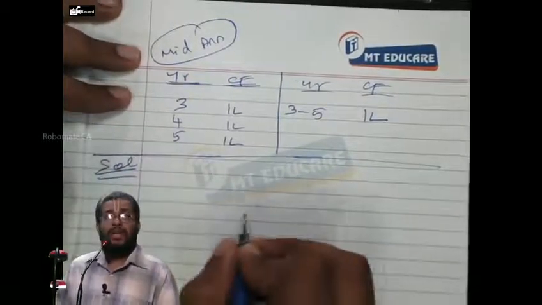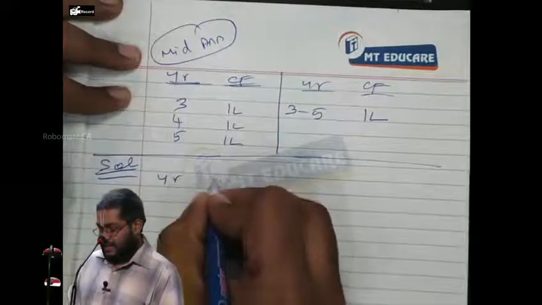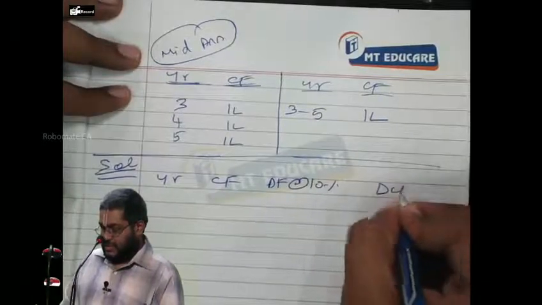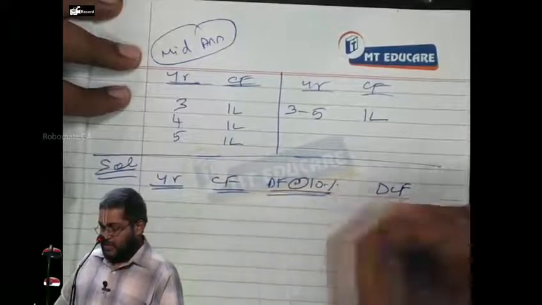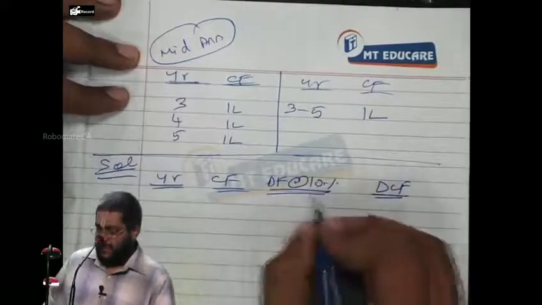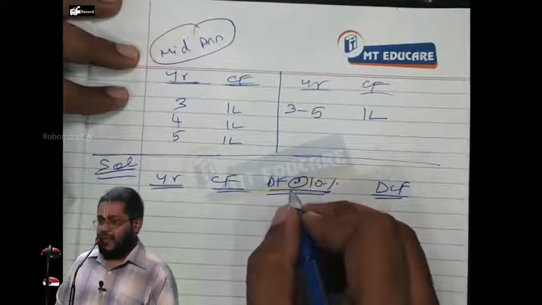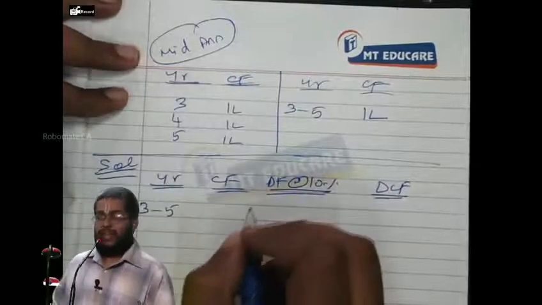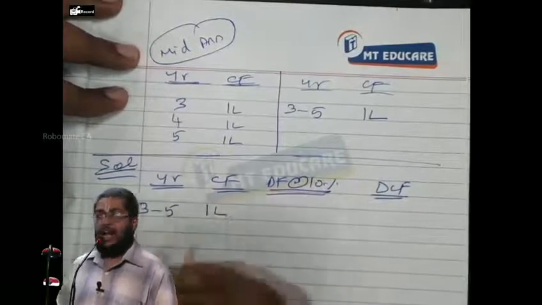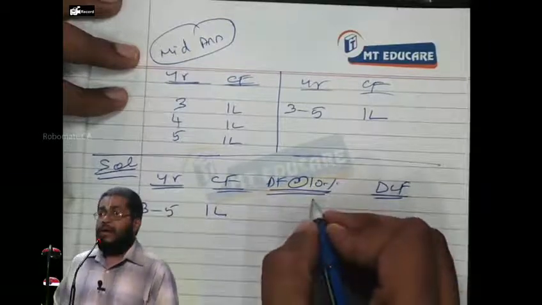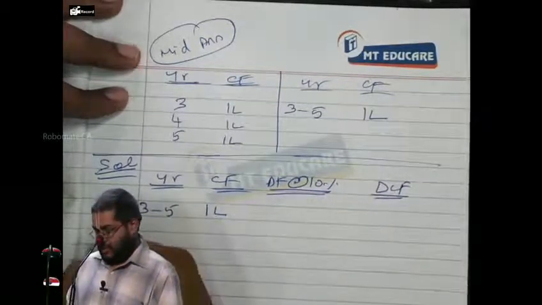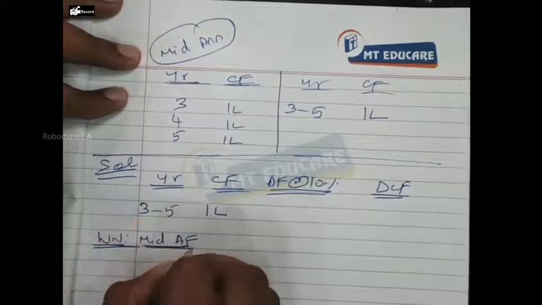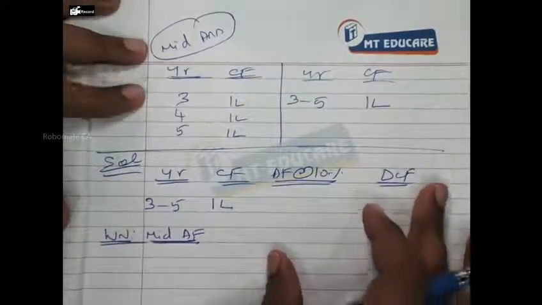Okay, let us write the solution. We'll do it in one shot. Solution: year, cash flow, annuity factor at 10%, discount at cash flow. This annuity factor is a normal annuity factor, immediate annuity factor, or mid annuity factor? Mid annuity factor. Here write 3 to 5, and the cash flow is 1 lakh. Now I should find the mid annuity factor, or not? No. Write a working note: mid annuity factor.